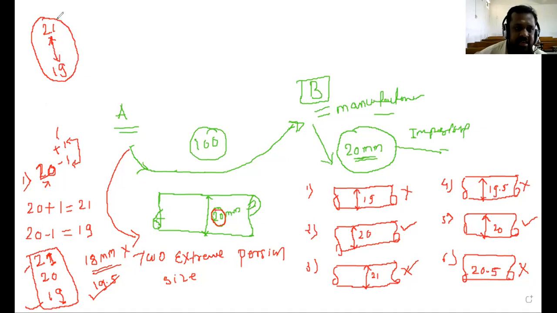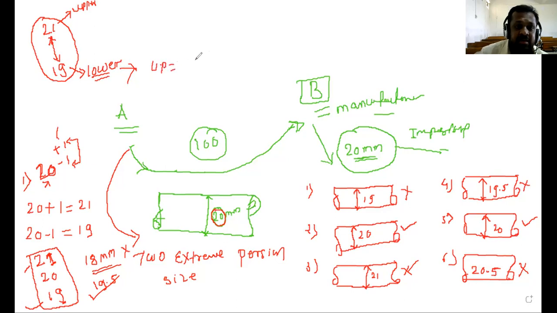Okay, now see here, that 21 is called the upper limit, and that 19 is called the lower limit. Okay, it is called the lower limit. Then what is the definition of the upper limit and lower limit? Yes, anybody can guess it. What is meant by the upper limit?